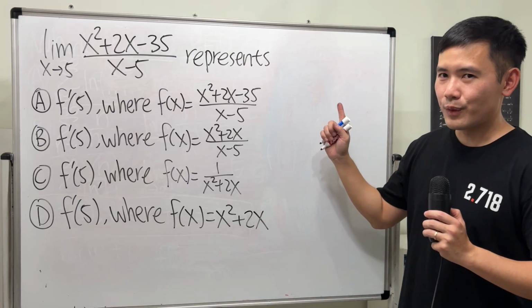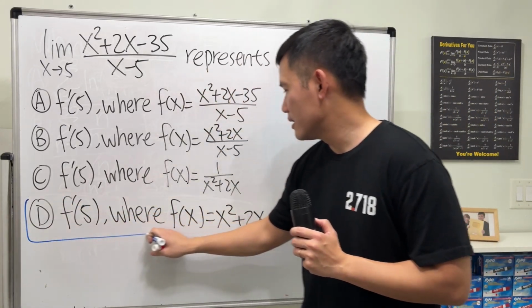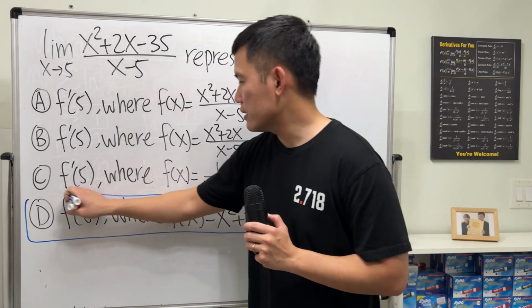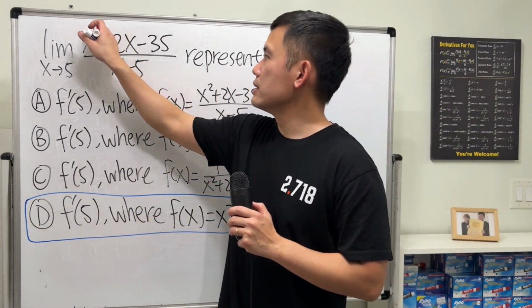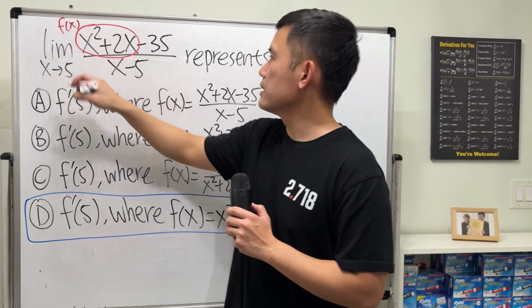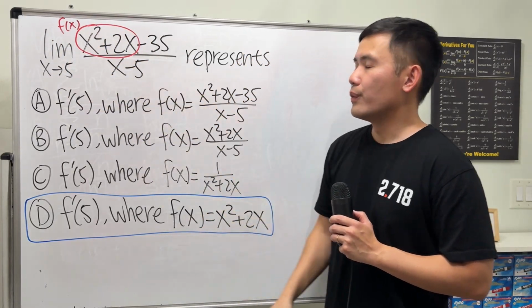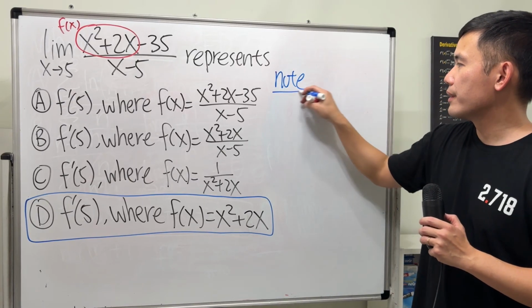Now, what's the answer? The answer is D. The function is x squared plus 2x. In fact, it's just this one right here. This is our function, f of x. But what's this though? Well, let's go ahead and do some quick review.